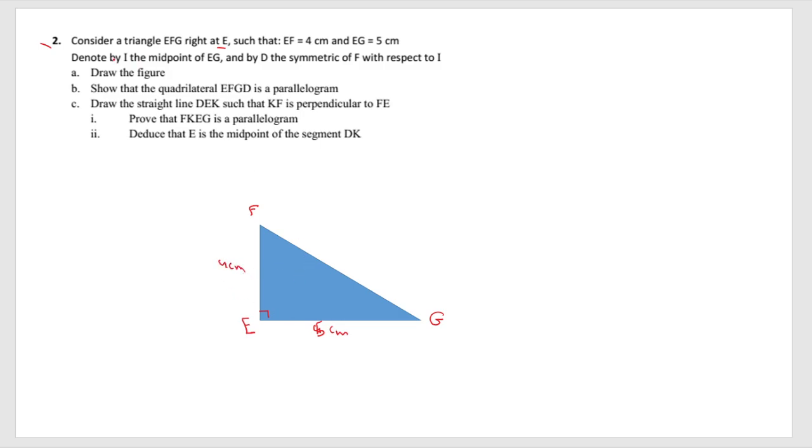Okay, right. He said denote by I also the midpoint of EG. So I should be somewhere here. So let me erase the 4 and the 5 centimeters. It's just to draw it. This is I. I is the midpoint. Okay, and D the symmetric of F with respect to I.